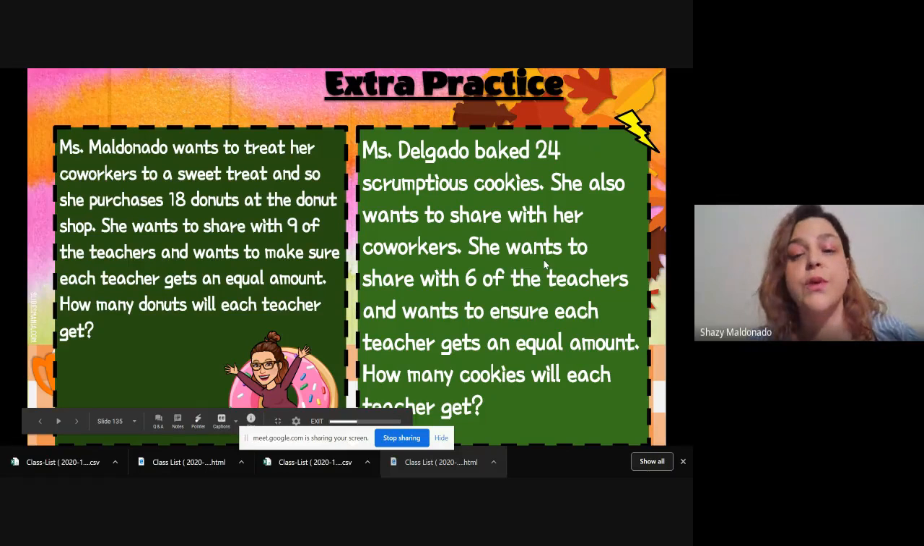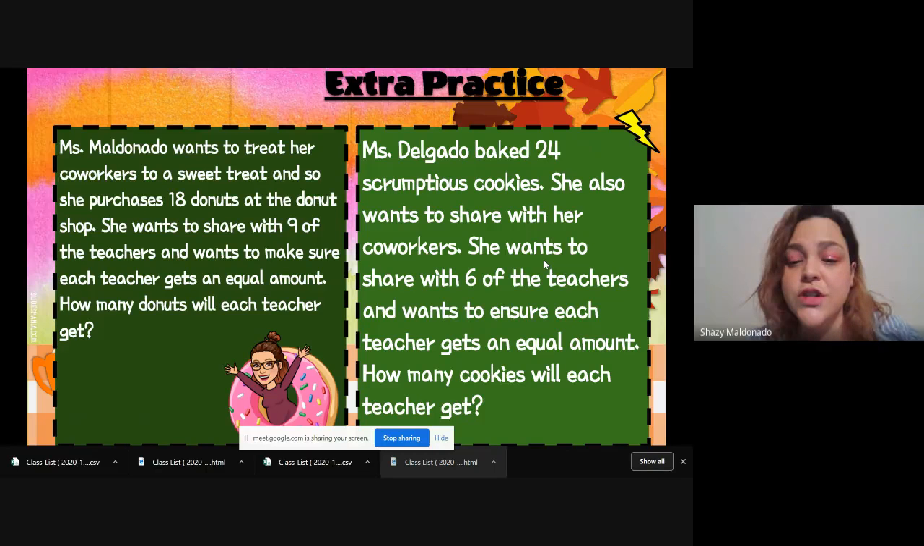Ms. Delgado baked 24 scrumptious cookies. Ooh, scrumptious, I think means like delicious, right? Scrumptious. She also wants to share with her coworkers. She wants to share with 6 of the teachers and wants to ensure each teacher gets an equal amount. How many cookies will each teacher get?